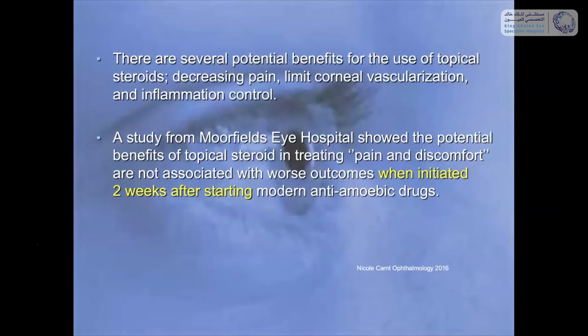There are several potential benefits for the use of steroid. Decreasing the pain, limiting corneal vascularization, and controlling the inflammation. A study from Moorfields Eye Hospital showed that the potential benefit of topical steroid in treating pain and discomfort is not associated with worse outcome when the steroid is started 2 weeks after the anti-amoebic medication.